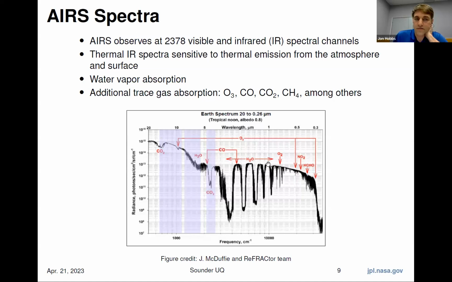And so water vapor humidity is another key quantity of interest for AIRS. And then there are other trace gases where there's absorption in the part of the spectrum that AIRS observes, including ozone, methane, carbon dioxide, carbon monoxide. So there is potential information in the AIRS observations for all of these quantities.